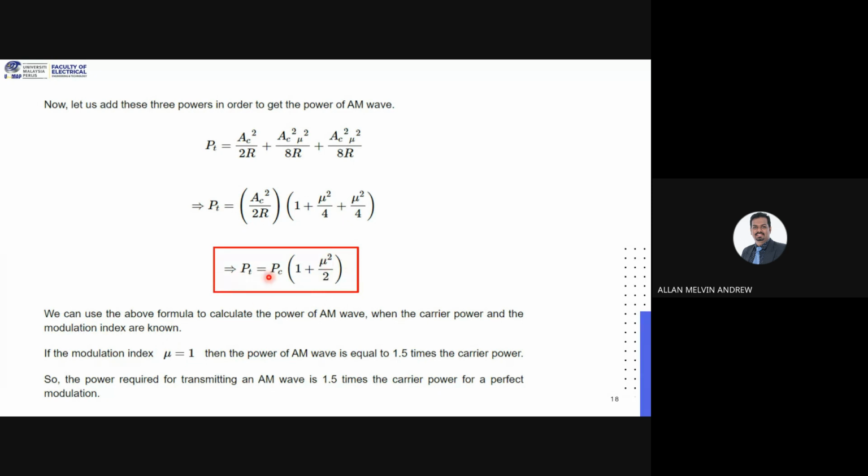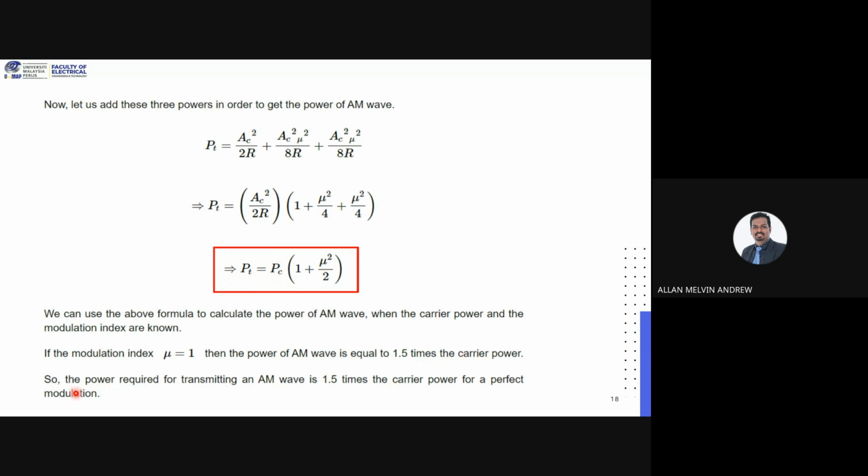So you have Pc times 1 plus mu squared over 2, with mu equal to 1, so 1 plus 1 over 2 becomes 1.5. So you will get PT equals 1.5 Pc. So that is what it is saying here. The power of the amplitude modulated wave is equal to 1.5 times the carrier power.